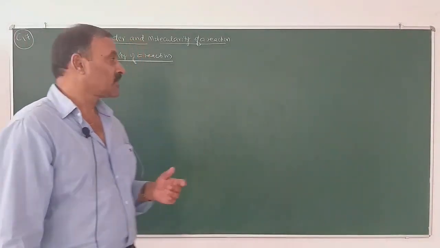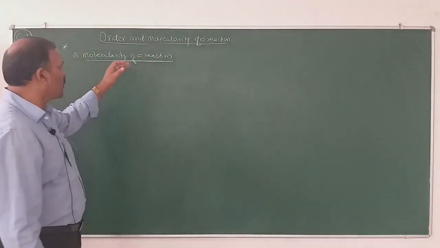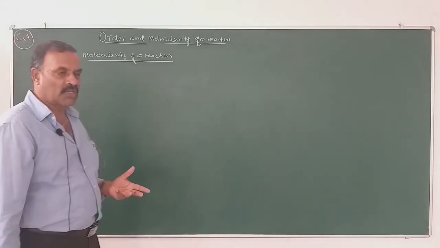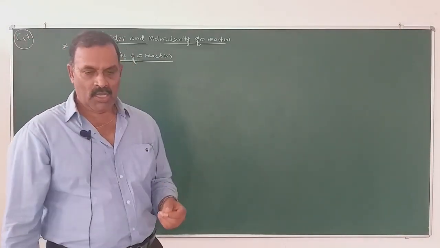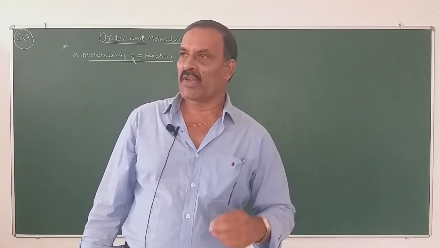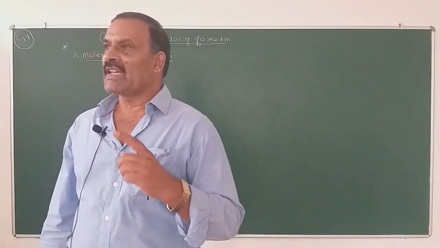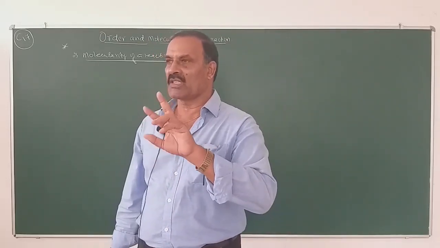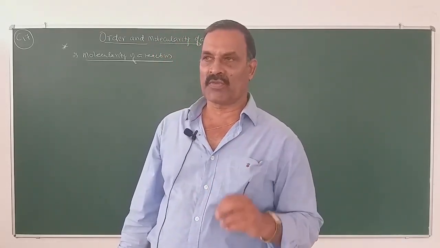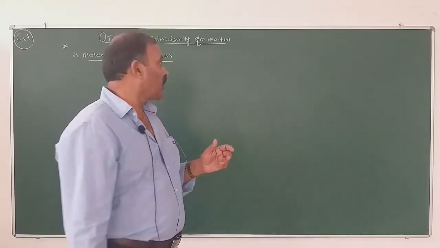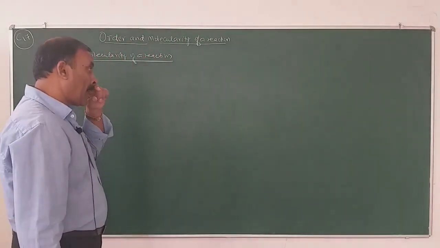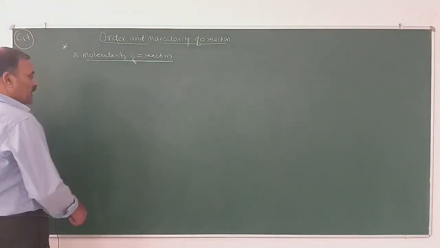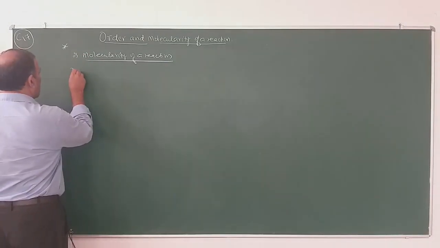Now let us study what is molecularity of a reaction. We have learned what is order of a reaction. To determine the order of a reaction, we need an experimentally determined rate expression. In that, the sum of the powers indicates the order of a reaction. So coming to molecularity of a reaction, what is molecularity? What is the definition?